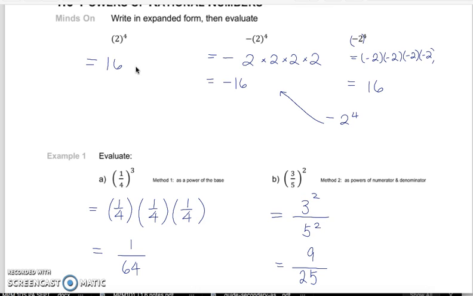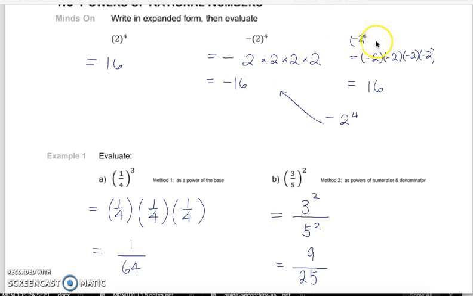In the second case here, because the brackets only surround 2, that means the exponent 4 is only going to affect 2, but not the negative 1. So the expanded form of this expression is negative of 2 times 2 times 2 times 2, which is negative 16.